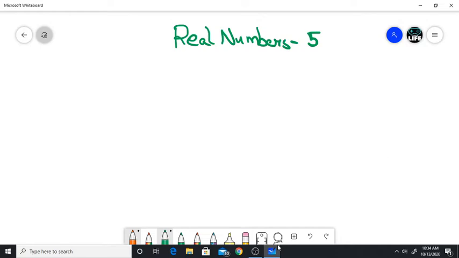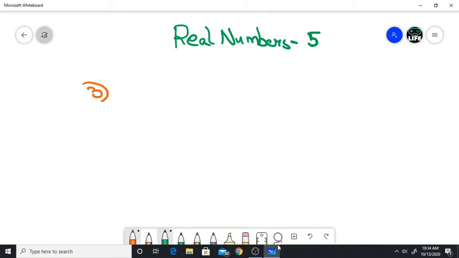Up to now we have discussed 4 parts of real numbers and today let's discuss the 5th part. In the 5th part we are in the 3rd question. Once read the 3rd question.